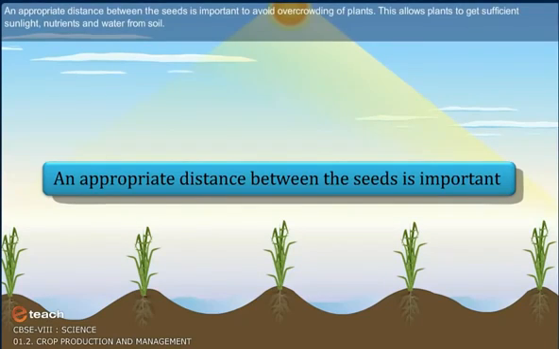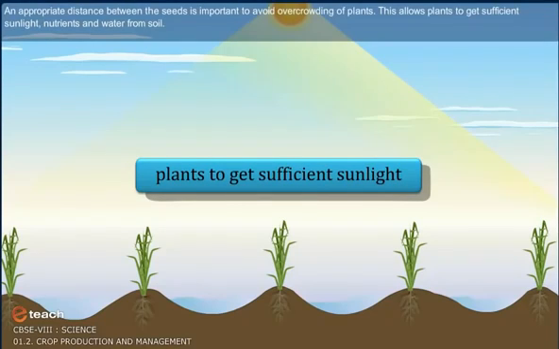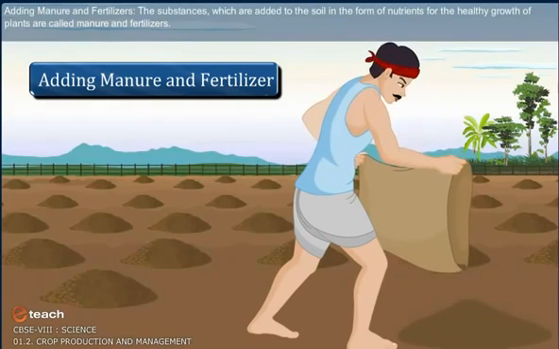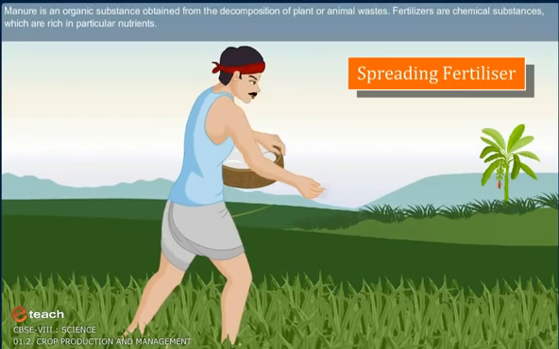An appropriate distance between the seeds is important to avoid overcrowding of plants. This allows plants to get sufficient sunlight, nutrients and water from soil. Adding manure and fertilizers. The substances which are added to the soil in the form of nutrients for the healthy growth of plants are called manure and fertilizers. Manure is an organic substance obtained from the decomposition of plant or animal wastes.